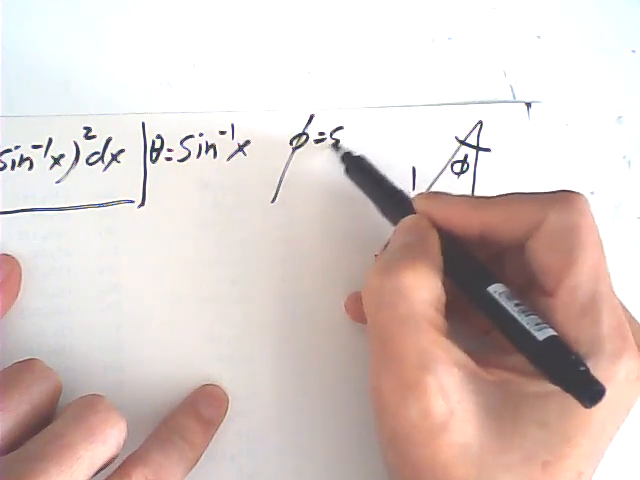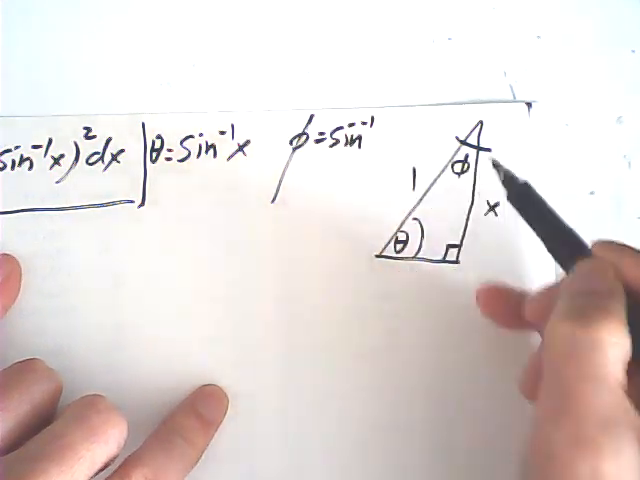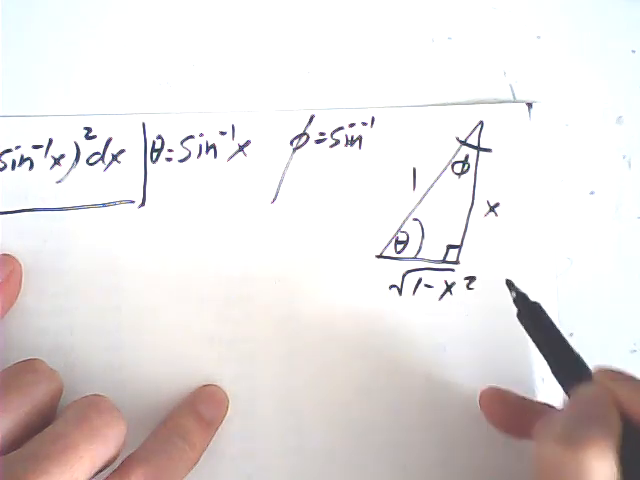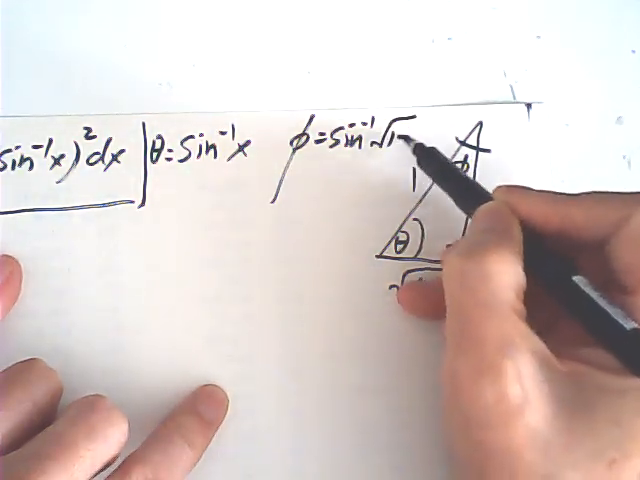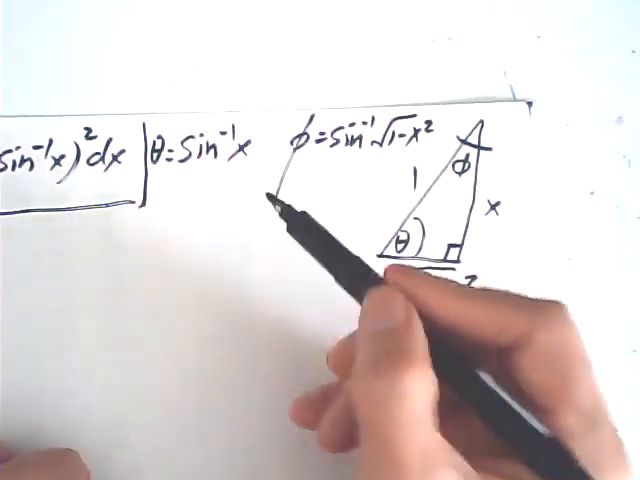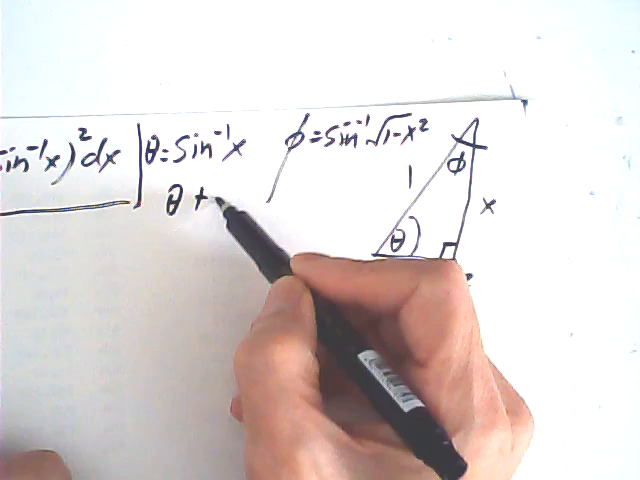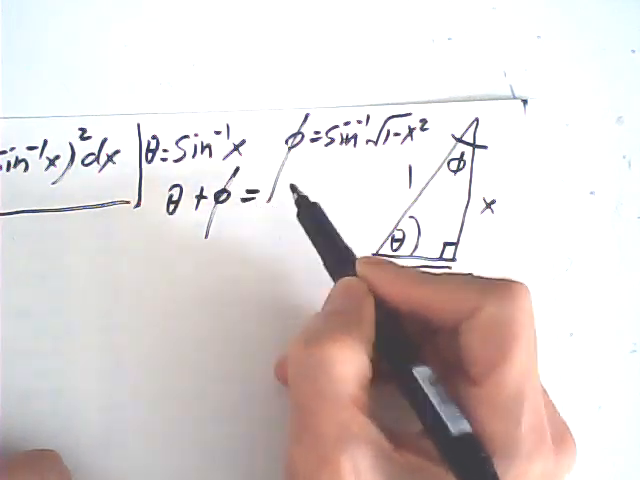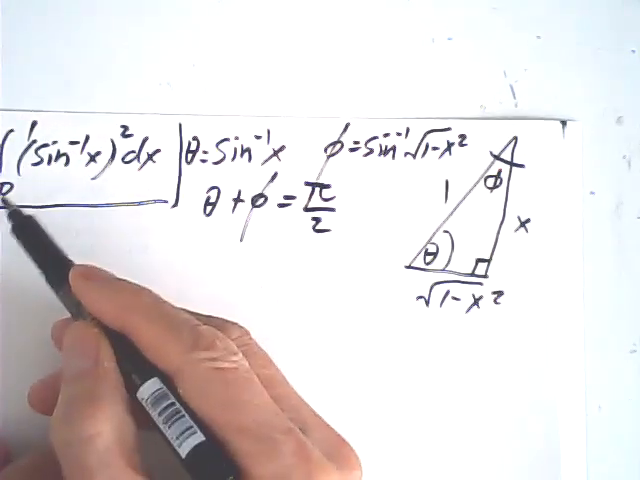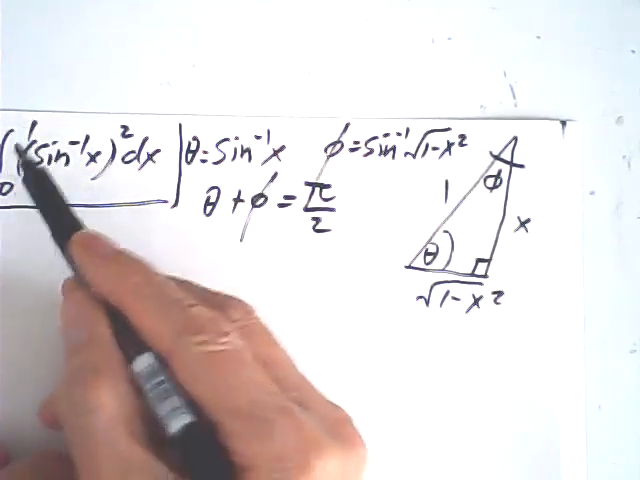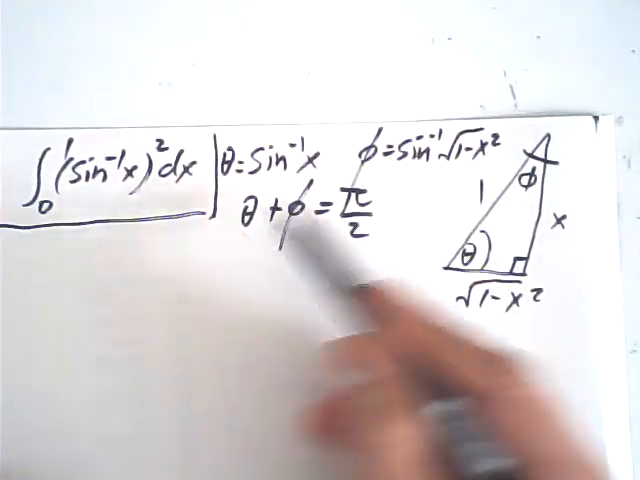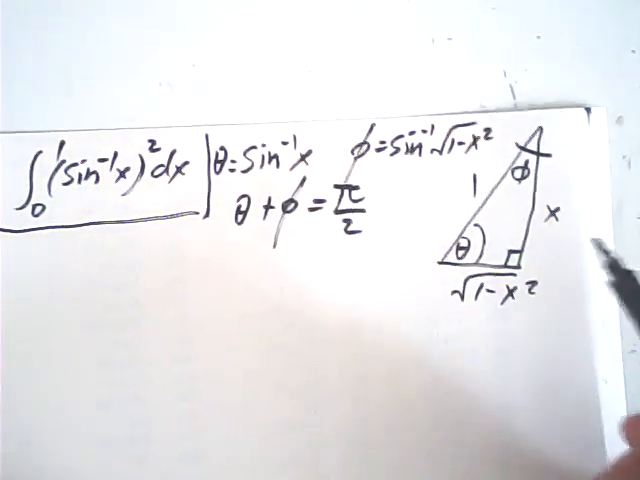Phi is equal to arcsine. This side is square root of 1 minus x squared, right? So that is arcsine phi. We know that theta plus phi is equal to half pi, when x is positive. So that is the relation between these two.